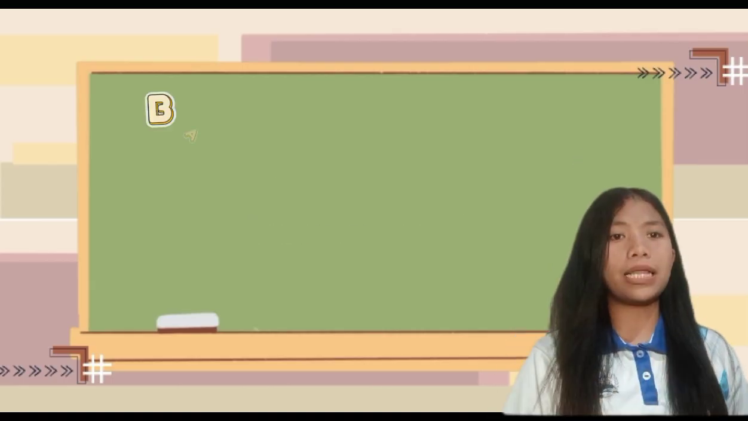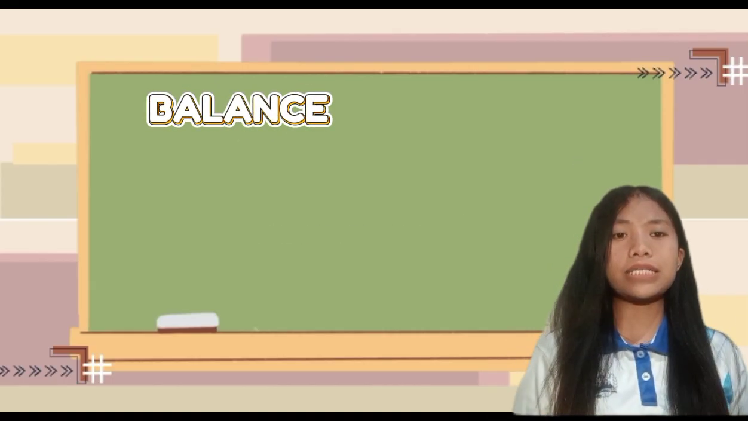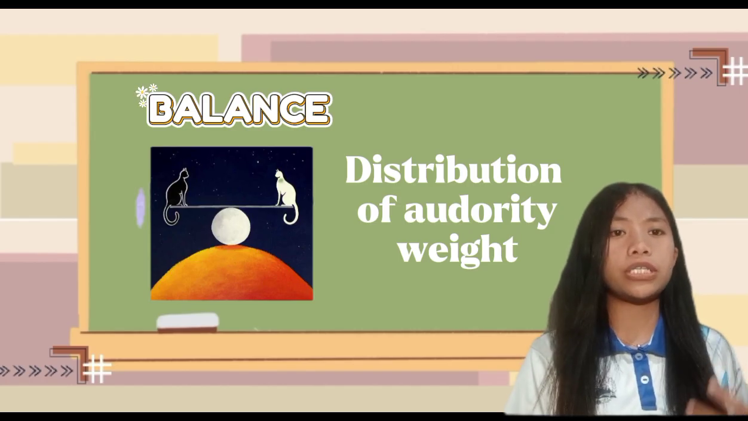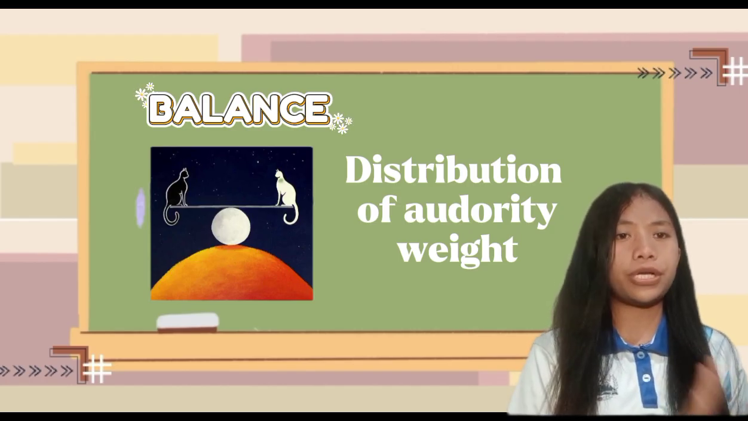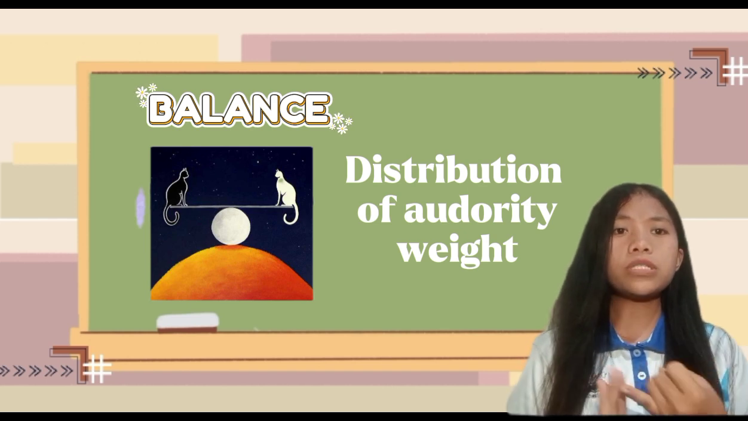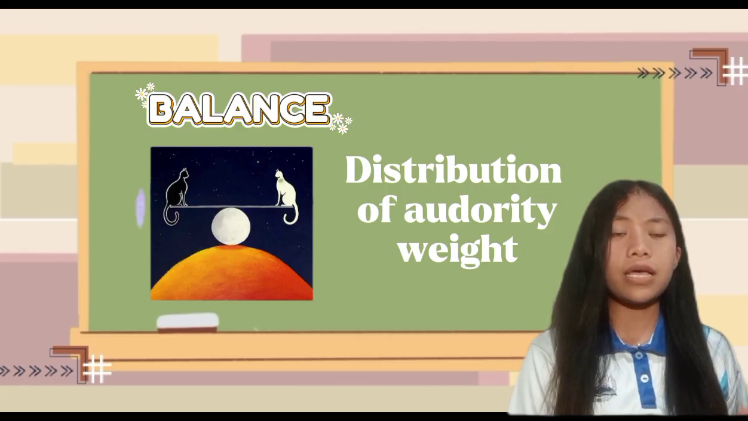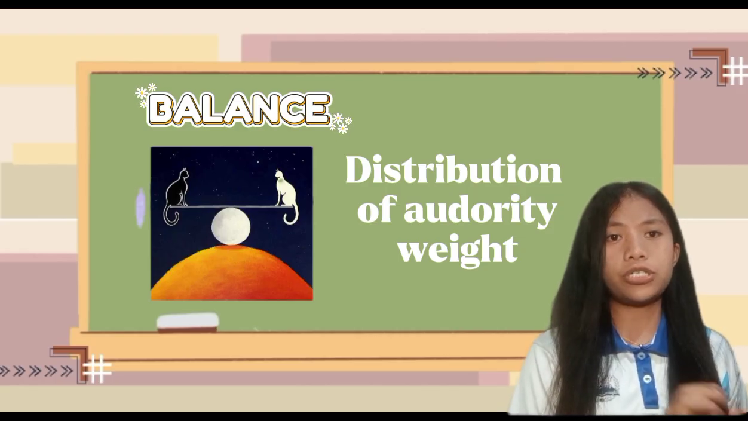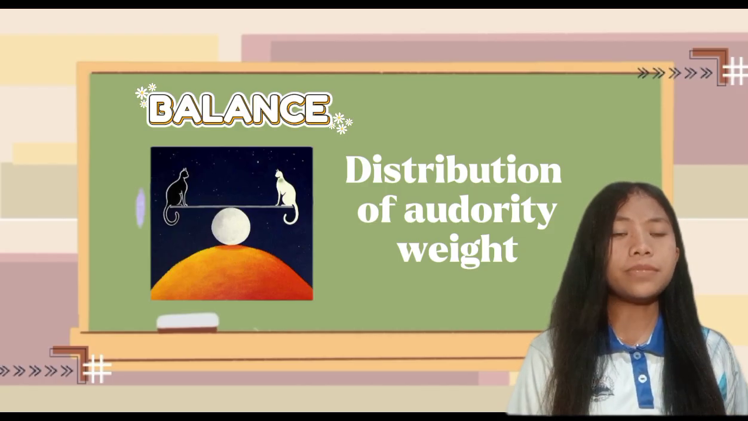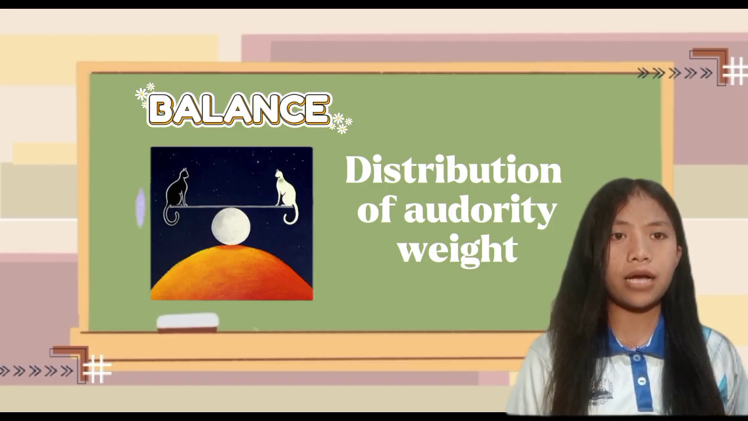So balance. Balance is the distribution of visual weight, whether symmetrical, asymmetrical, or radial. Symmetrical is when both sides are the same, and asymmetrical is not the same but still balanced, and radial is from a central point.